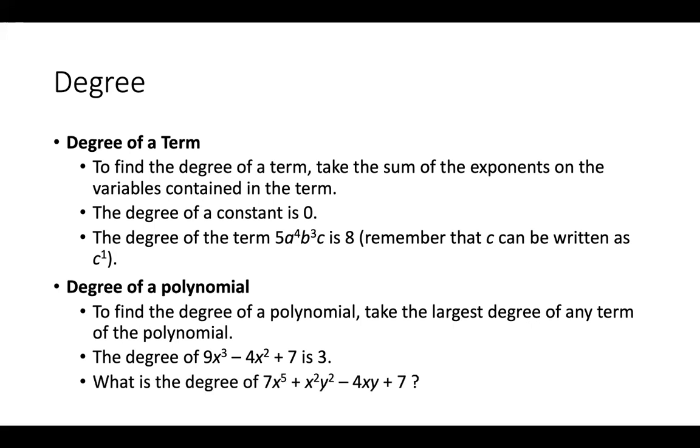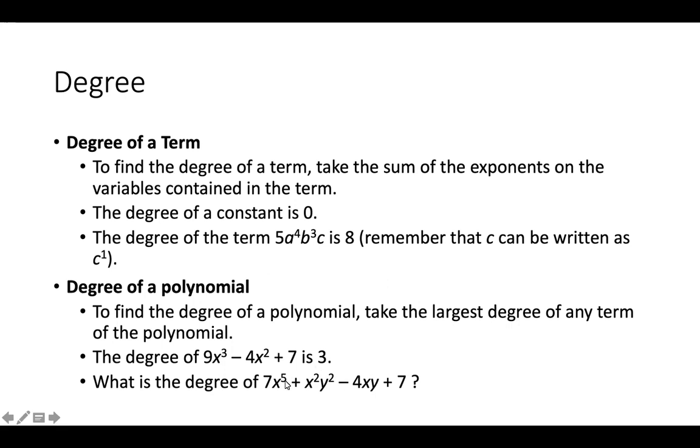What is the degree of the polynomial we looked at earlier? 7x^5 + x^2y^2 - 4xy + 7. Well, that polynomial has degree 5. Because the terms have degrees 5, 4, 2, and 0, and the largest number in that group is 5.